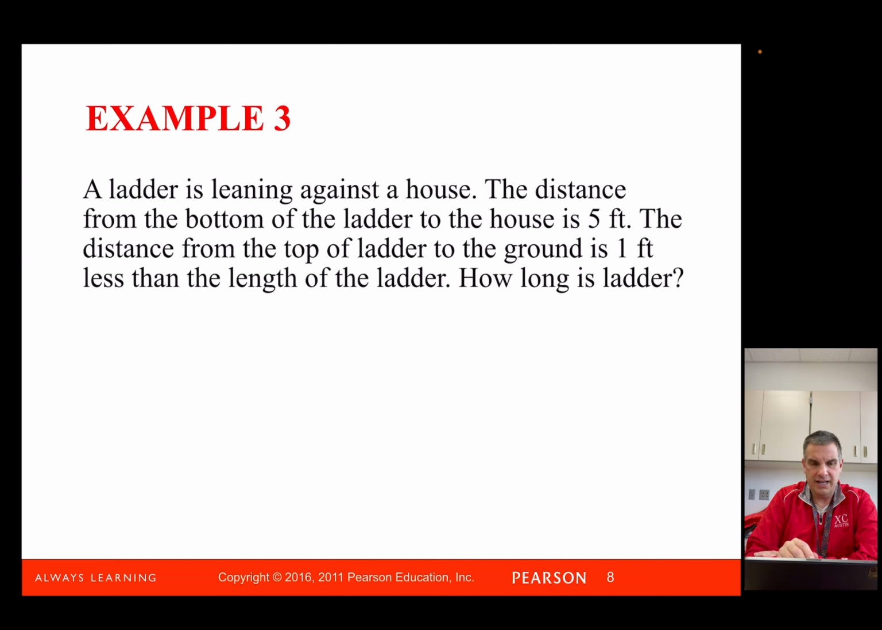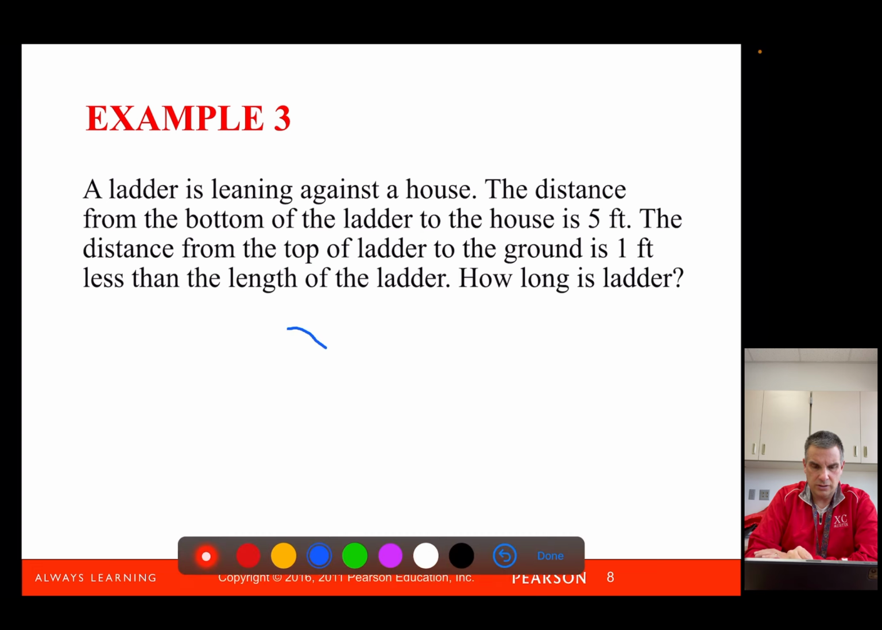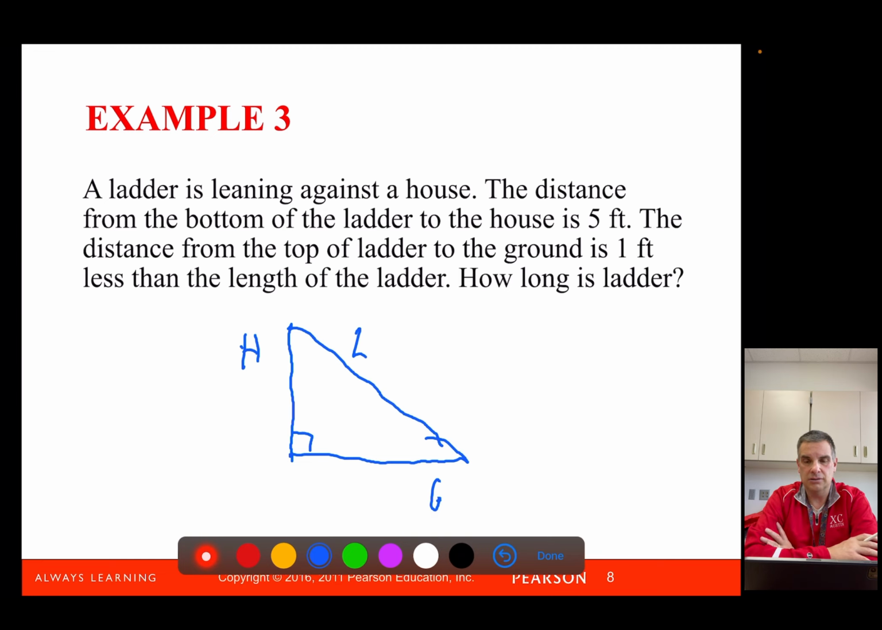So I've got a ladder leaning against a house. So there's my ladder, and I'm just going to label this L for now. Here's my house, H, and here's my ground, G. And just kind of label them real quick. Since it's doing that, we know we've got a right angle sitting there. It says the distance from the bottom of the ladder, which is down here in the corner, to the house is 5 feet. So I can label that 5.